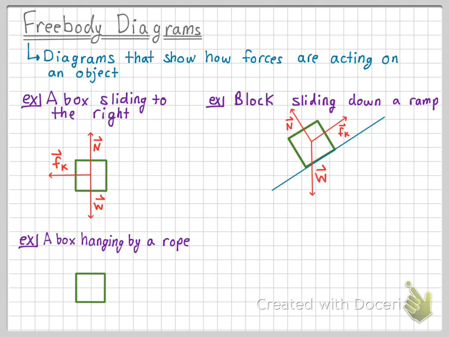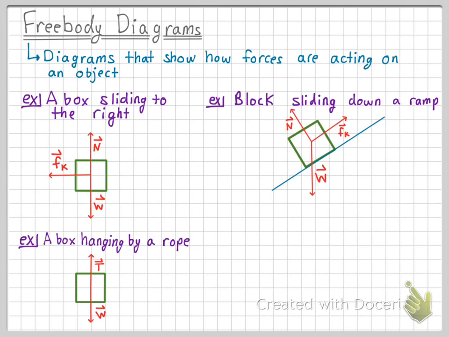Let's do another example. Here we have a box hanging by a rope. Since the box is hanging, we know that there's a tension force acting up on the box. And since the box is on Earth, there's also a weight force acting down on the box. Take note that there's no normal force acting on the box since this box is hanging and not on a surface.